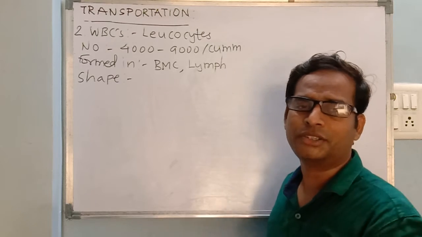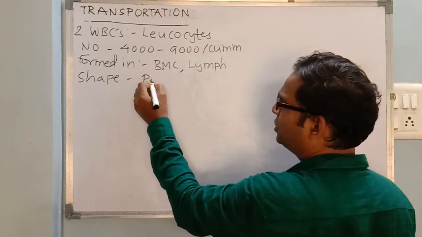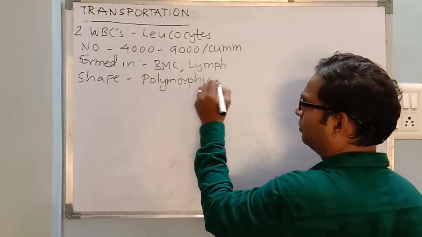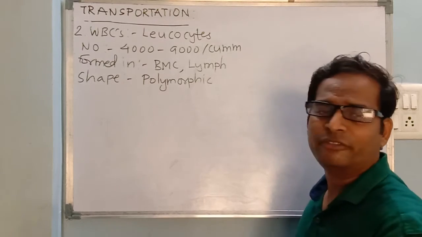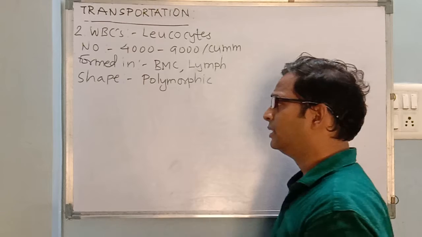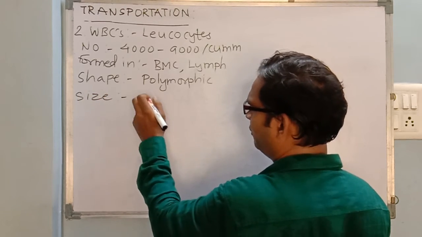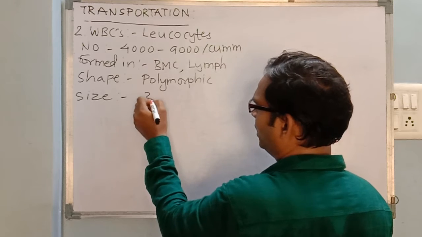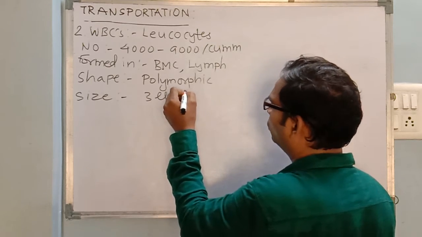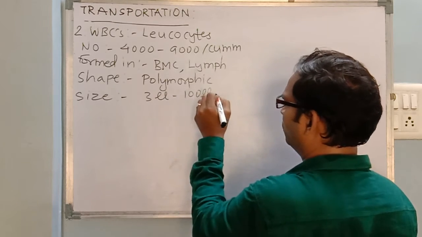Depending on their shapes, they can be classified into 5 types. So they show different shapes, so we can say polymorphic nature. Polymorphic means they have different external features or morphology. Size varies again. Size may vary from 3 micrometer, the smallest one, and may go up to 100 micrometer also.